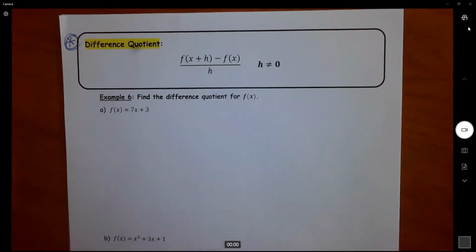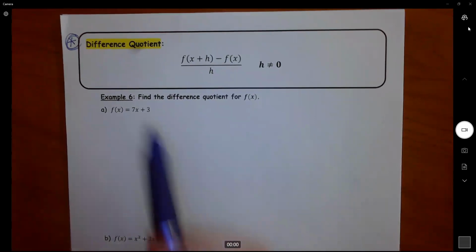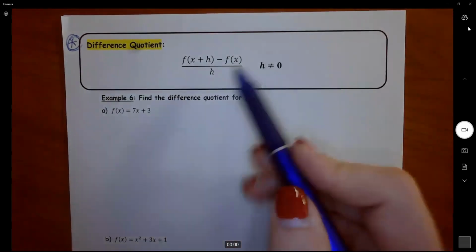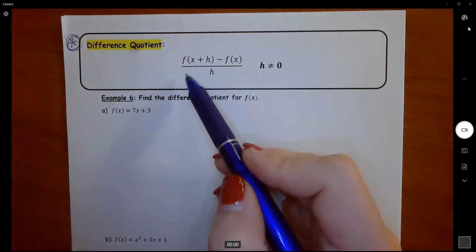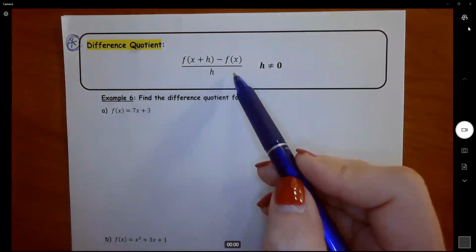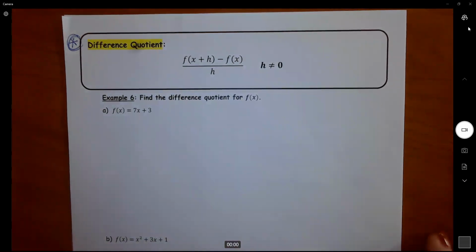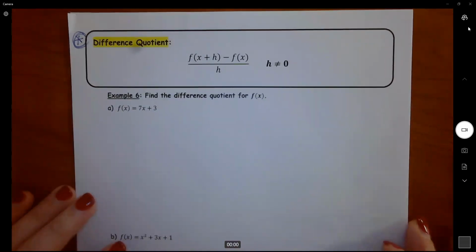So we're going to do 3 examples of this. And this is a very big concept. This is actually how Calculus 1 begins, by finding the limit as h approaches 0. And what this is going to find is derivatives. So we need to know how to use this formula here.